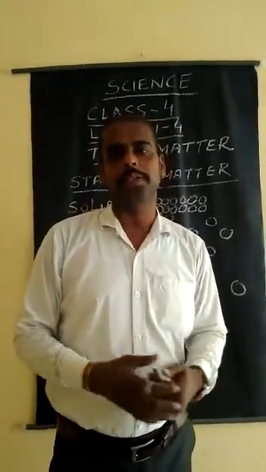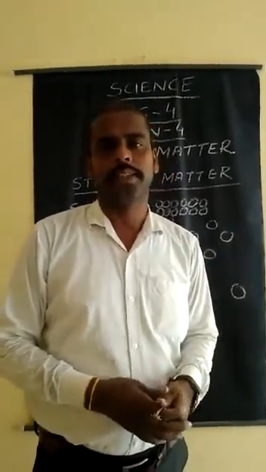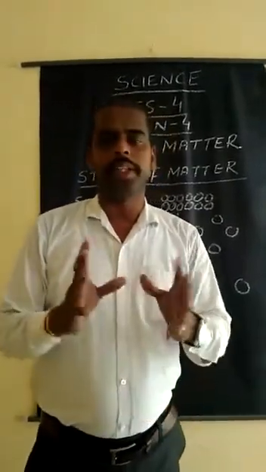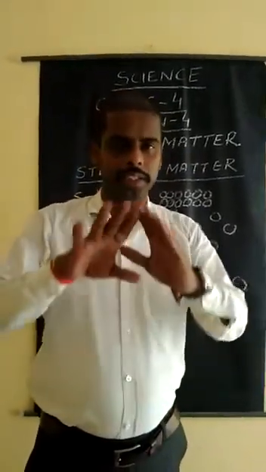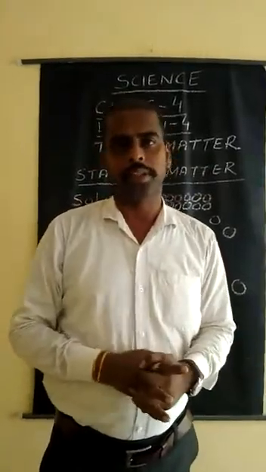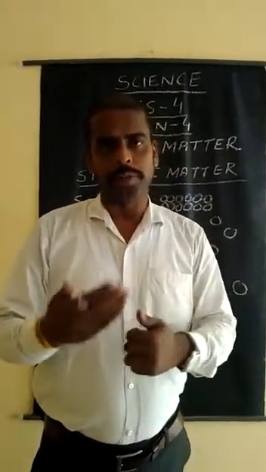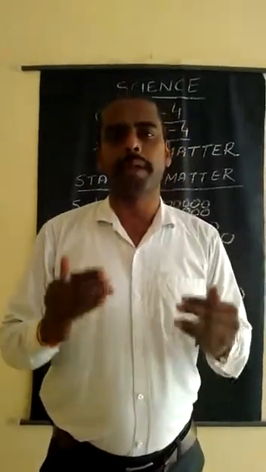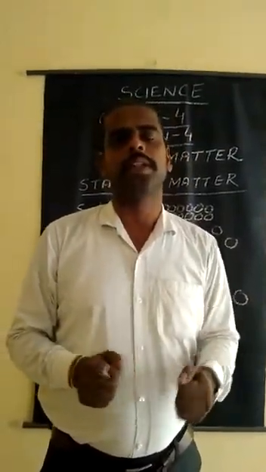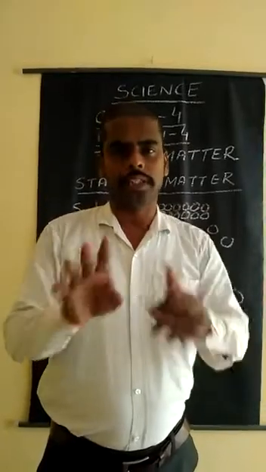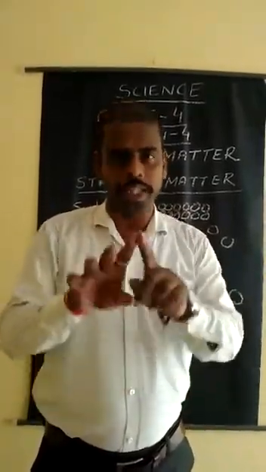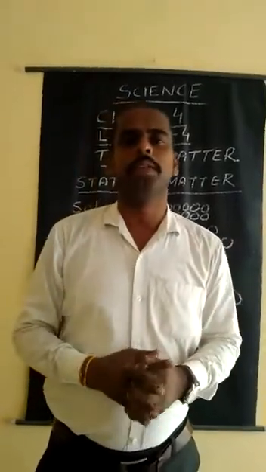Today I am going to teach you class 4 science lesson 4, and its topic name is matter. You know, matter is very familiar to everyone. In this world, all things are made of matter. Now I am going to tell you the definition of matter. Anything that occupies space and has mass is called matter. Suppose you take a book: it takes up space and it has mass. That's why anything that occupies space and has mass is called matter.